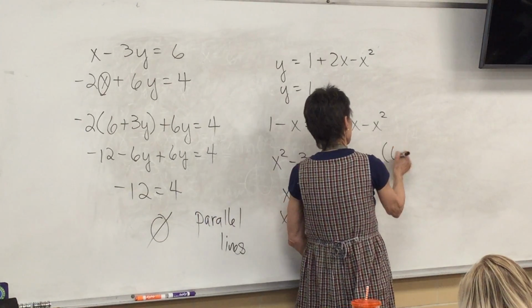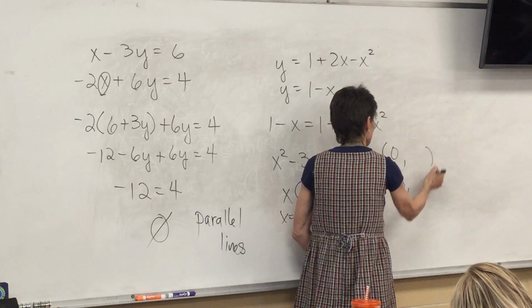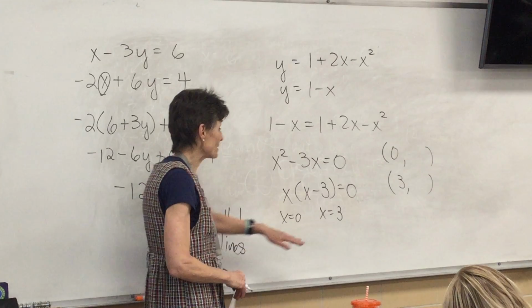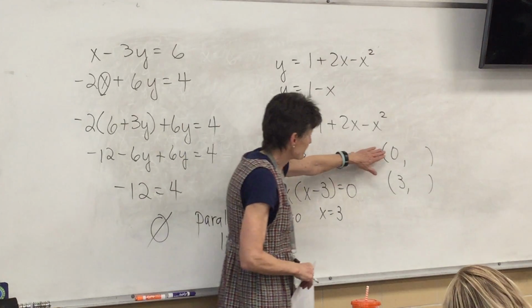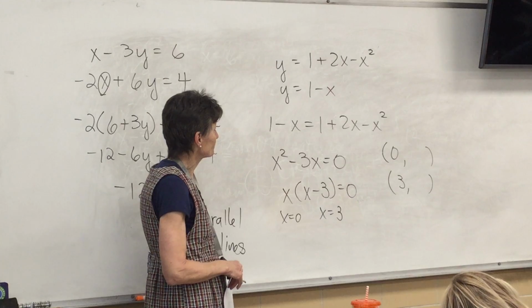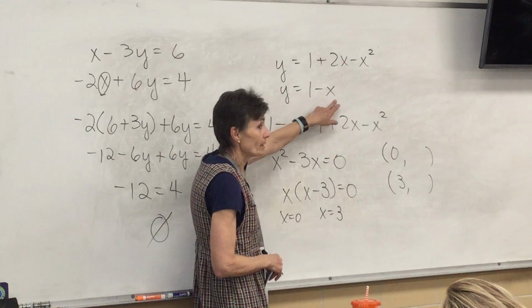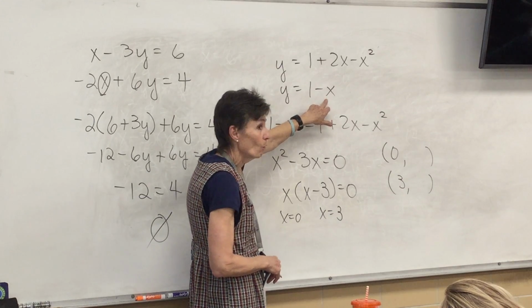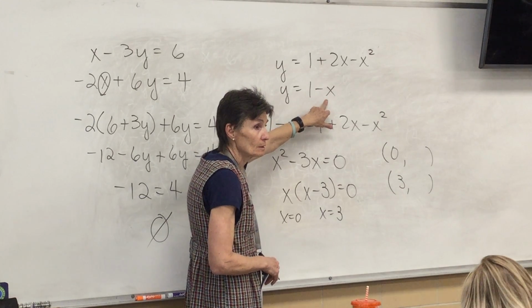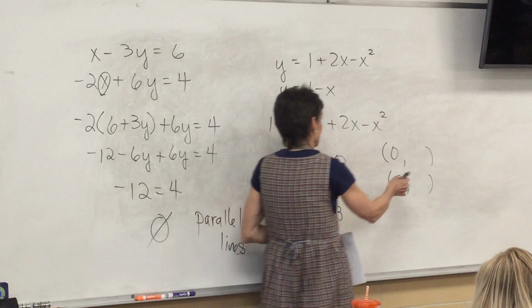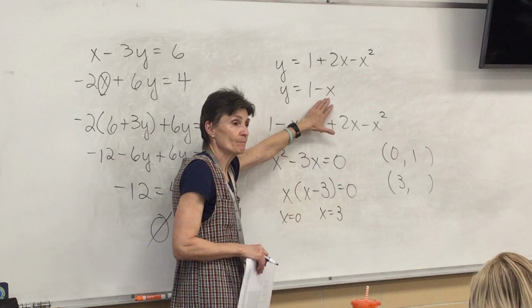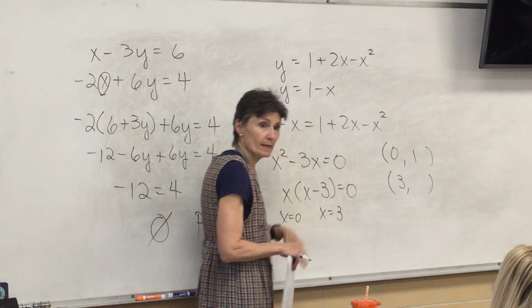So once again, we have 2 points of intersection. We write our answer as ordered pairs, and this time it's x. So x is 0 or x is 3. Let's pop right up here. If x is 0, y is 1. And if x is 3, y is -2.